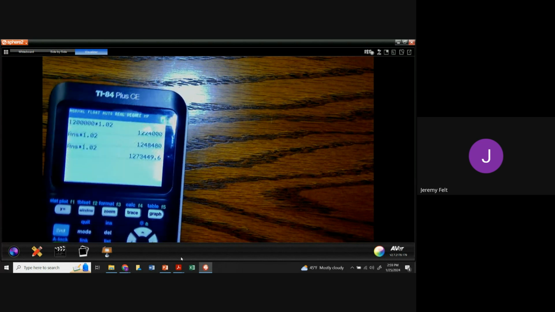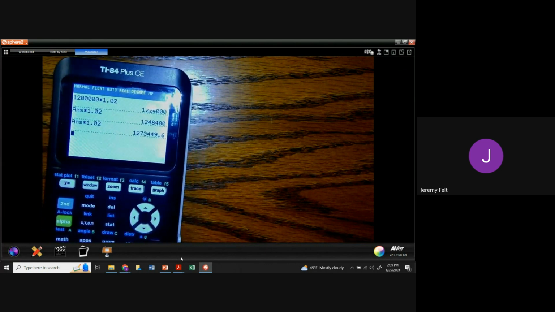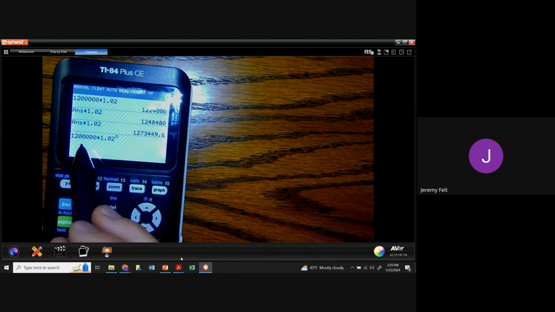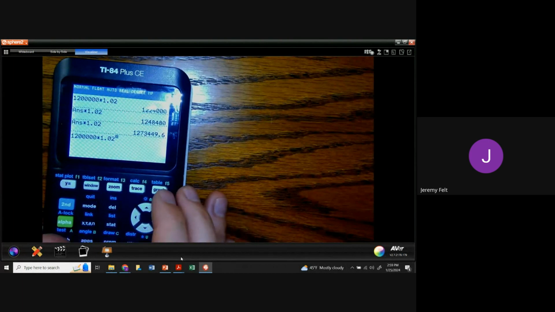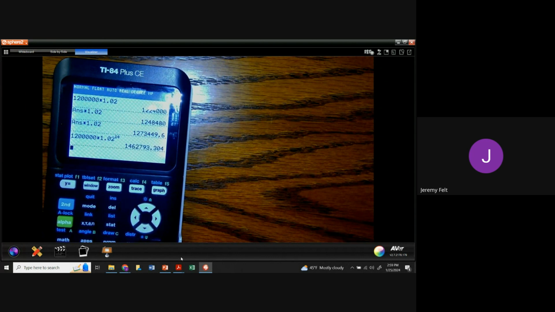Another way we can do this is we can say our starting point, and then we can raise this to whatever year we want. So we can use this starting point times how much we're going up each year, and then our exponent would be number of years. We weren't asked to find 10 years, but if we put in 10 years, there would be our new population.